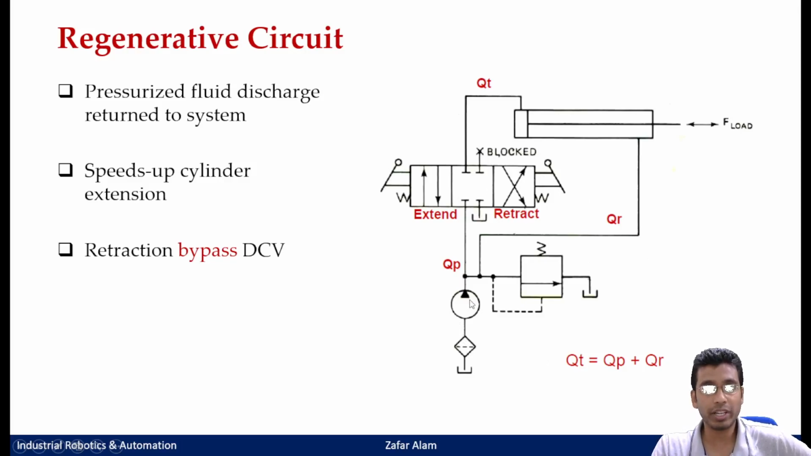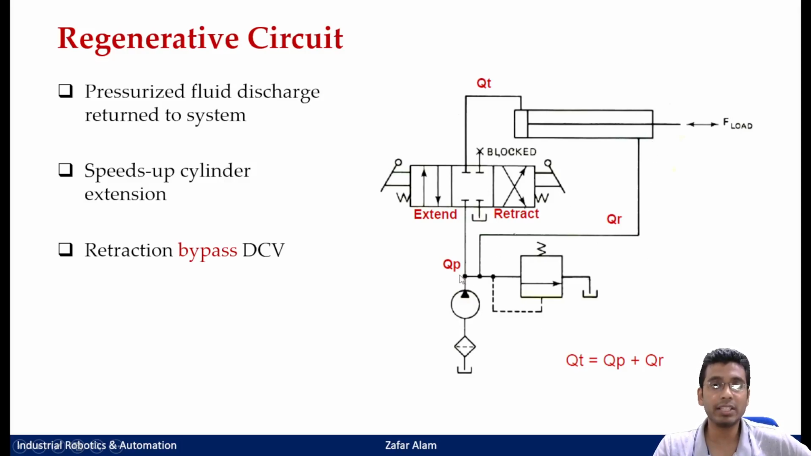Now how would you increase the flow rate? Because for a particular configuration of pump, you have your pressure as well as your flow rate constant as the discharge of a pump. So this is your pump flow rate, that is your QP that is going, and then you have this flow rate, that is your drained flow rate or retraction flow rate, that is coming and supplementing the flow rate at the outlet of your pump. That means your QT, the flow rate that is extending this cylinder, equals QP plus QR. One is the flow rate of the pump, the second is the flow rate of the discharge fluid that is coming and getting added.